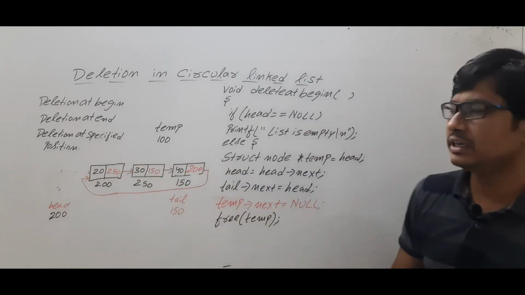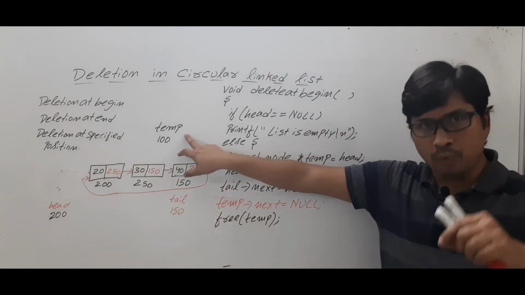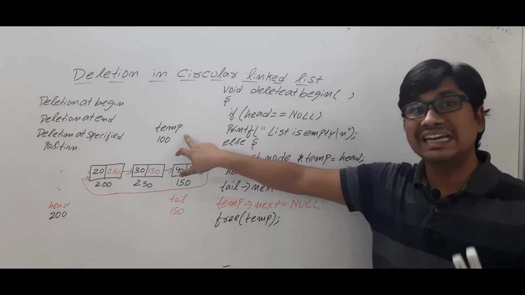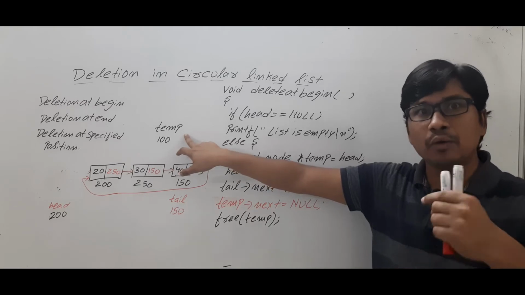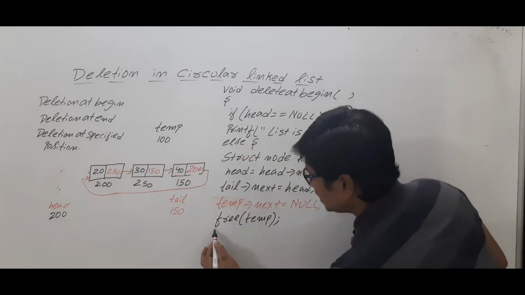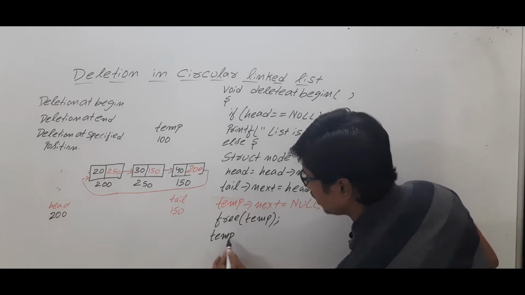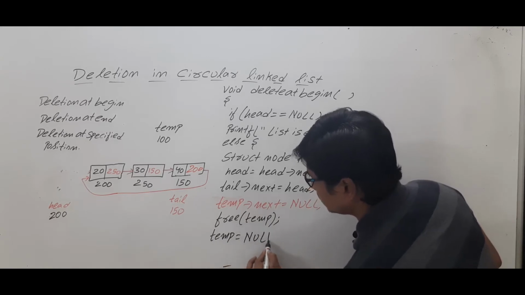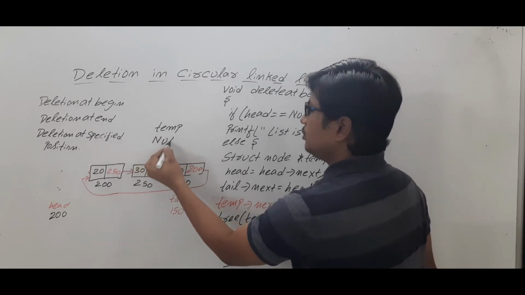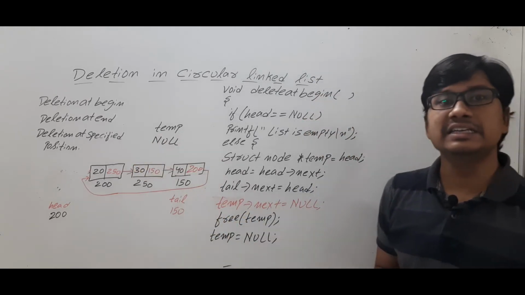Now what will we call it? A pointer which is pointing to a non-existing memory, we'll call it a dangling pointer. We should avoid the dangling pointer problem. So how can we avoid it? We can assign the null value to that pointer. So now temp will consist of null. Now this temp is acting as a null pointer.